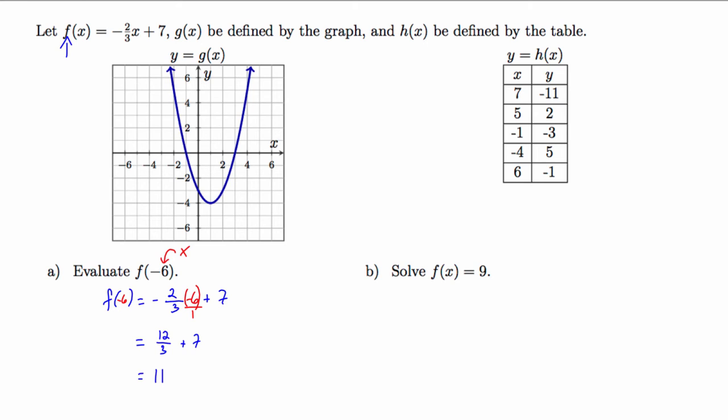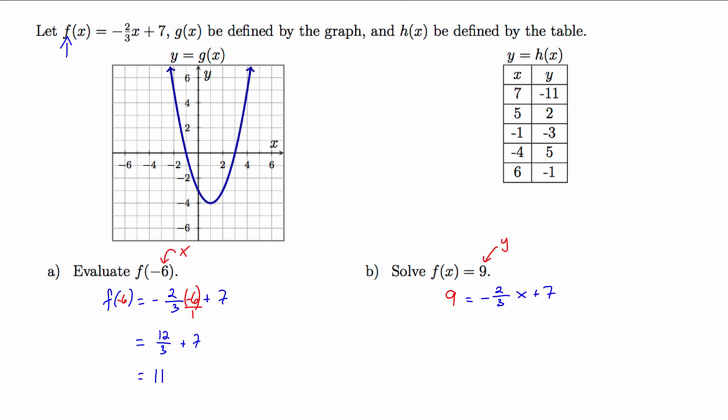In part B, we are asked to solve the equation f of x equals 9. Again, in being given f of x, we know we're working with the function f of x equals negative 2/3 x plus 7. This time, the 9 that we are given is not an x value. If it were an x value, we would not have x still in our equation. Since it is not an x value, it must be a y value. And since it is a y value, and is equal to f of x, we will simply replace the f of x notation with the value 9.